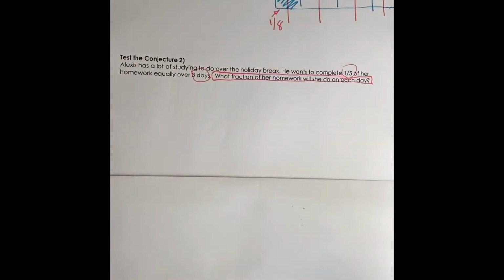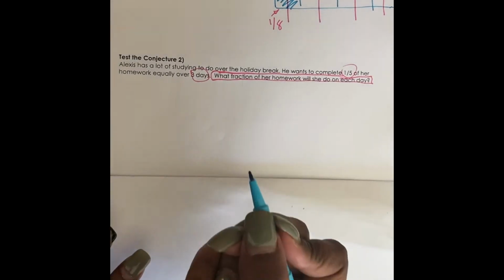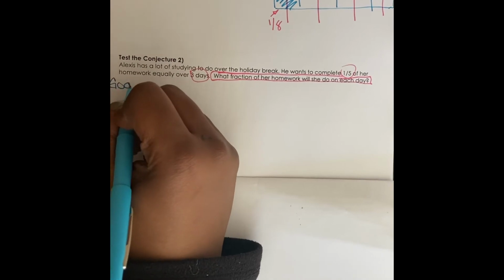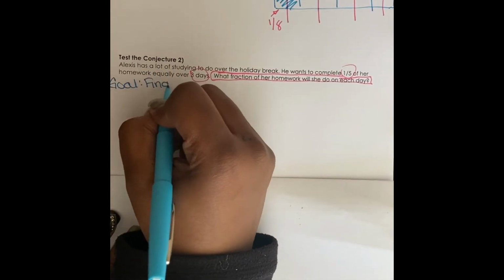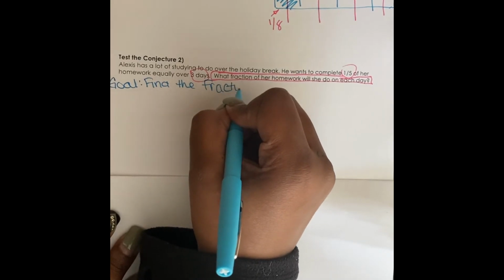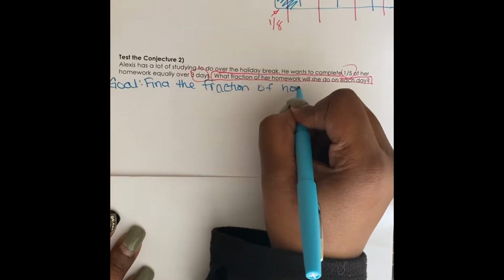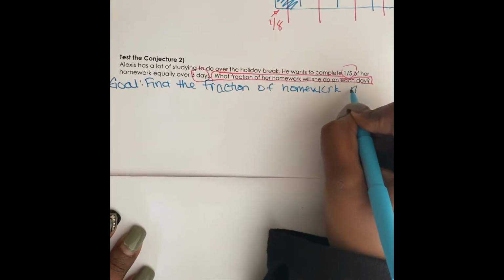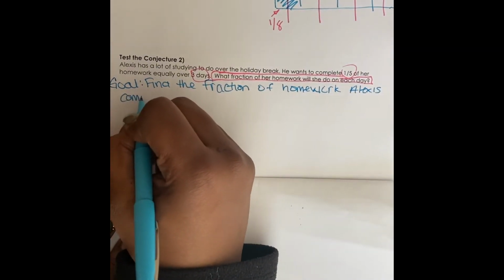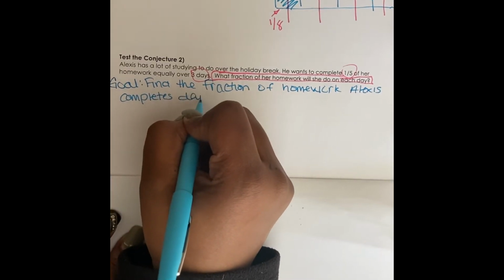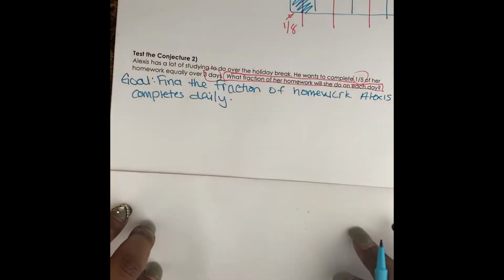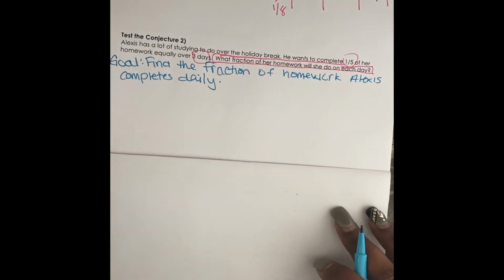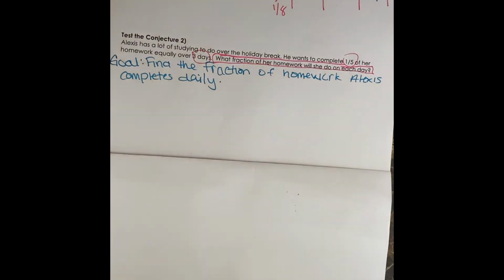Let's take a look. So our second test of conjecture says, Alexis has a lot of studying to do over the holiday break. She wants to complete 1/5 of her homework equally over 3 days. What is the fraction of her homework she would do each day? So as always, we are going to write our goal for this problem. Our goal is to find the fraction of homework Alexis completes daily.